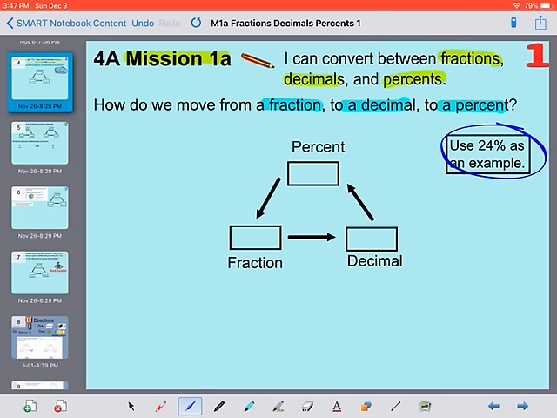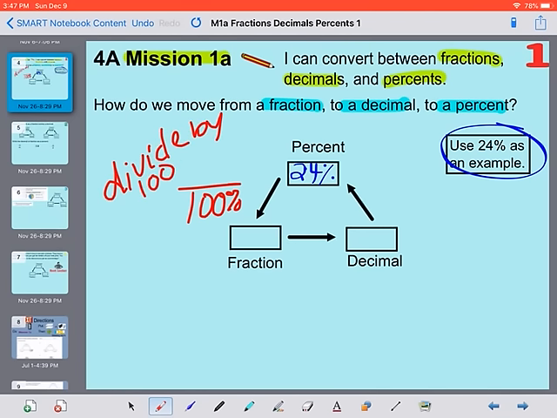In a question, they'll often give you either a fraction, a decimal, or a percent and ask you to convert to one of the two other pieces of information. So if we start with 24%, we need to convert that to a fraction and a decimal. Well, 24% is 24% out of a total of 100%. So to convert from a percent to a fraction, we're simply going to divide by 100.